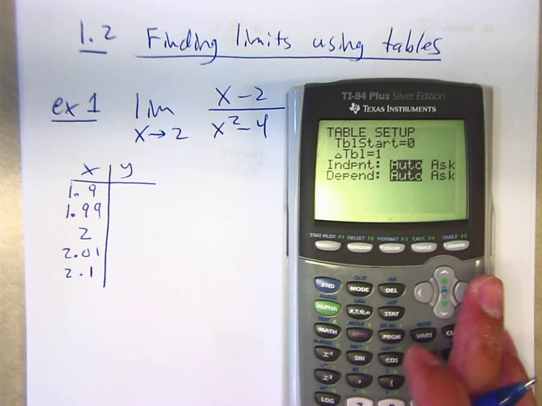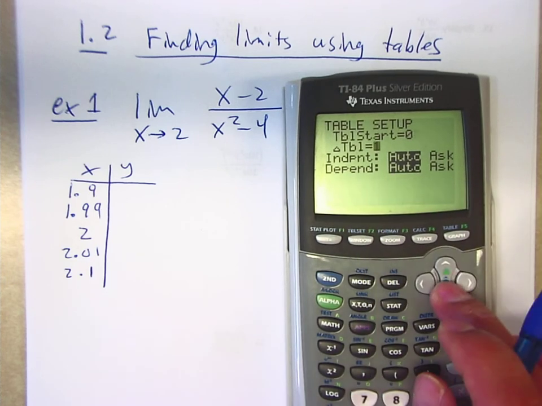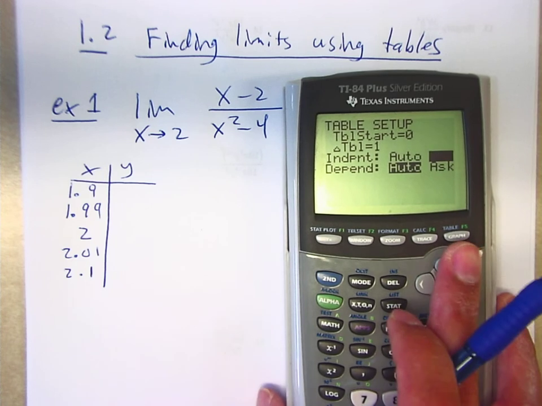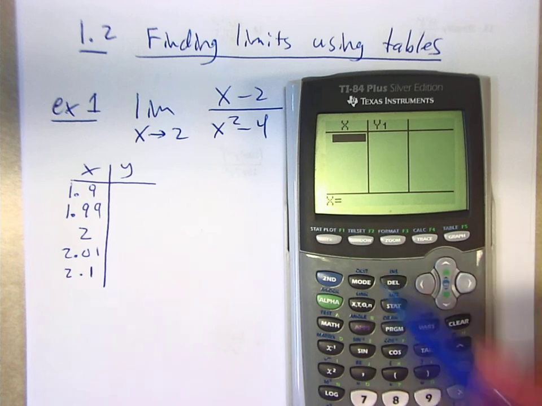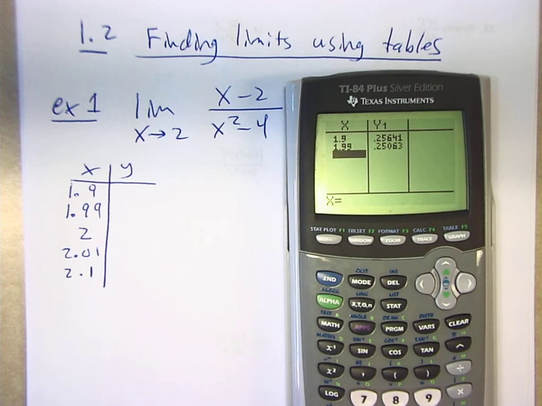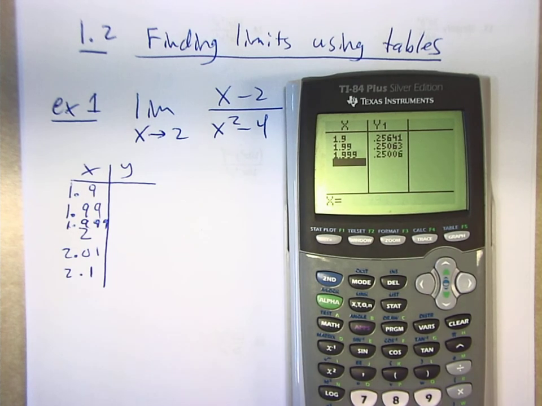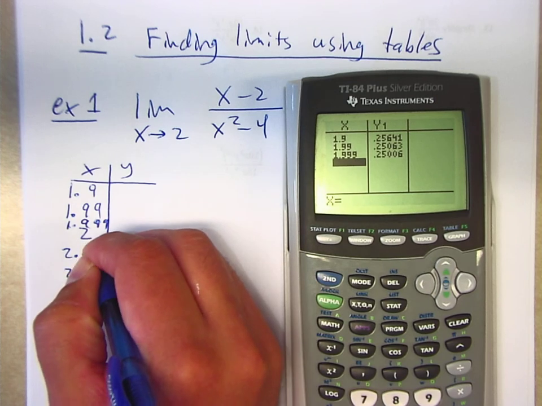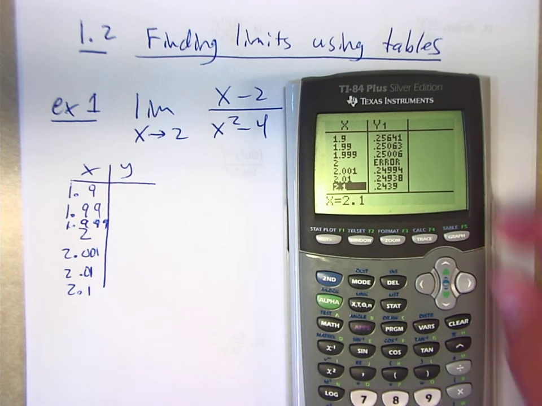All right, and so what we can do now is change the settings on your table. Change this from independent auto to ask. Now when you go to table, you'll have a blank table, a clean slate, and it's asking you what values do you want to know about? So now you can just type in, I want to know about 1.9, 1.99. And let's sneak in 1.999 in here as well. And then maybe 2.001, 2.01, and 2.1. Oops, let me change that. So here's our table.